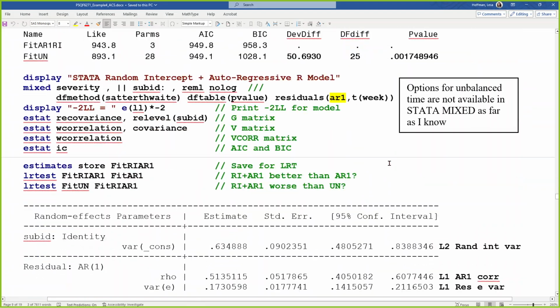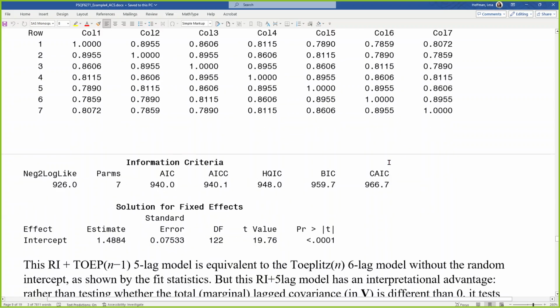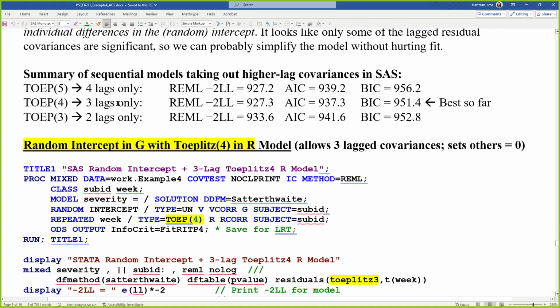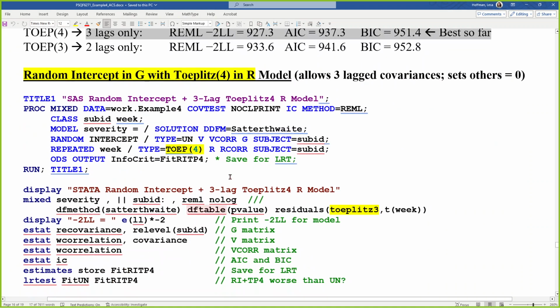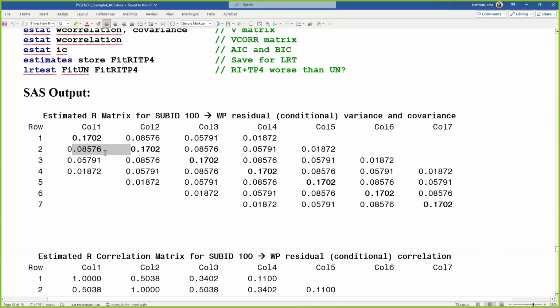Okay, so then the Toeplitz story, summarized very briefly. If I take all of them out systematically, so 4 lagged relationships, these are the fit statistics, this is out of SAS, 3 and 2. It looks like 2 is too few, 4 is unnecessary, 3 lags is where I landed. So then I estimated that model in SAS and in Stata, because R doesn't have it. So this is what it ended up being. Lag 1 covariance, lag 2 covariance, lag 3 covariance, and then the blank spots are zeros.